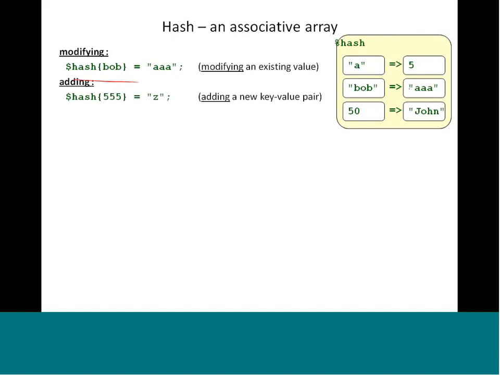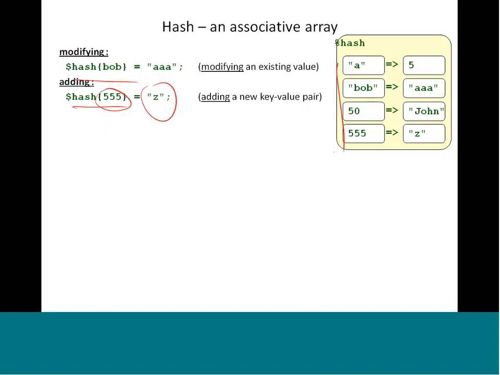Now if you want to add a new key value pair, we simply specify the hash and then that particular key with what the value is, and then it just gets added. So basically now the hash array's number of elements becomes 4, and the value that you mentioned is getting inserted.